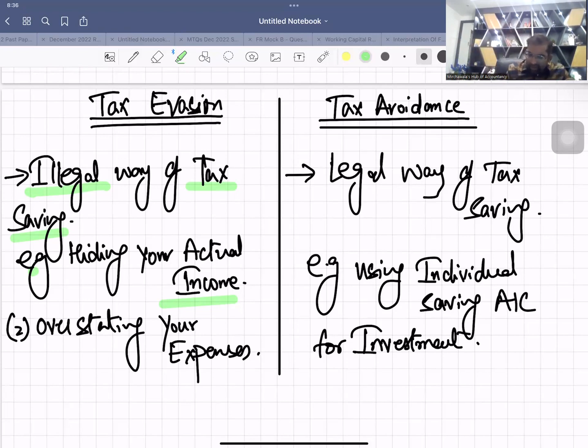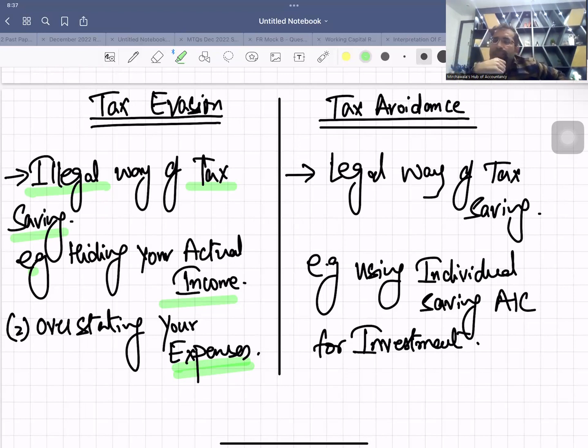Second, overstating your expenses. You know, a businessman pays tax on profits, and how is profit calculated? Revenue less expenses. So now just think, your real expenses are only 1,000, but you overstated your expenses and reported 4,000 in expenses. When you increase your expenses, your profit will go down, and when your profit goes down, your tax will go down. So this is also illegal. This is also harmful, right?